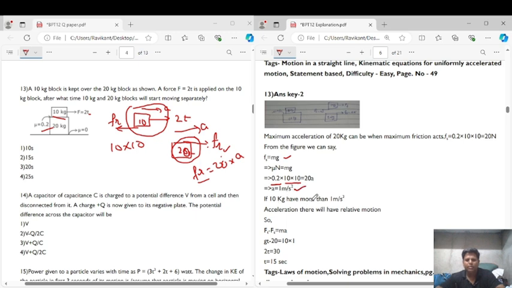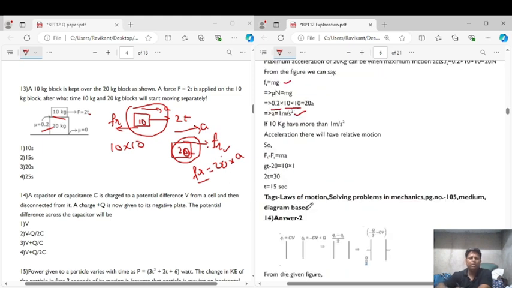Now if the 10 kg block has more than 1 meter per second square acceleration, there will be relative motion. Means when the 10 kg block has an acceleration more than 1 meter per second square, both blocks will move against each other. So from the free body diagram of the 10 kg block, we can write the equation: F minus Fs equals m into A, that is 2T minus the frictional force Fs equals m into A, right?